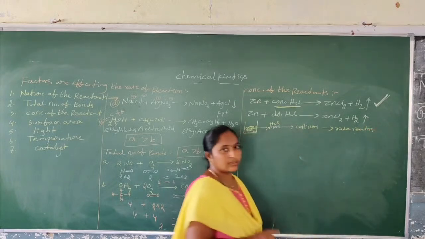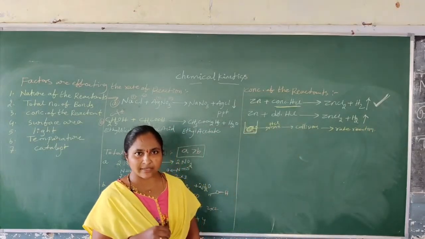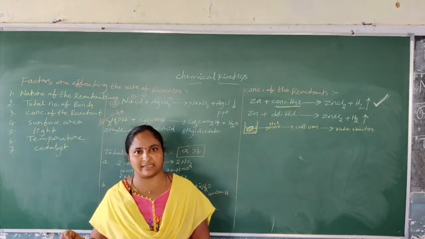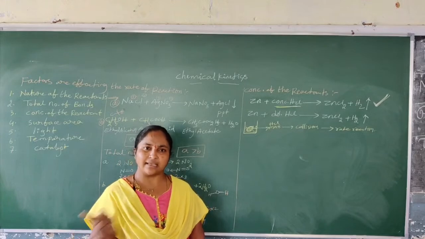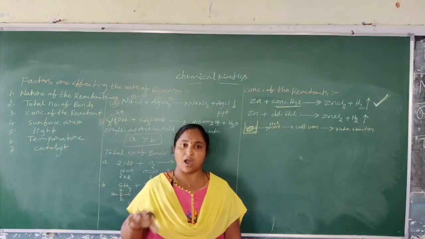Keep in mind, rate of reaction majorly depends upon the collisions between the reactants. If the collisions increase, effective collisions increase, and the reaction speed increases. How do we know?